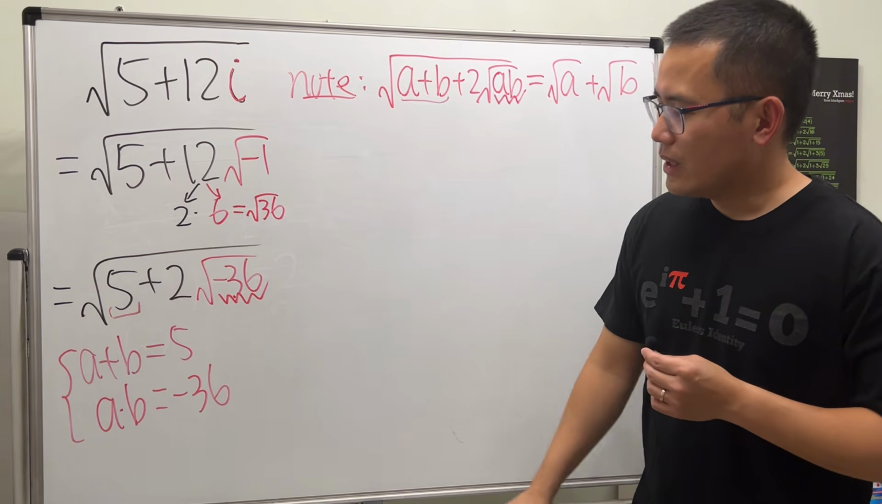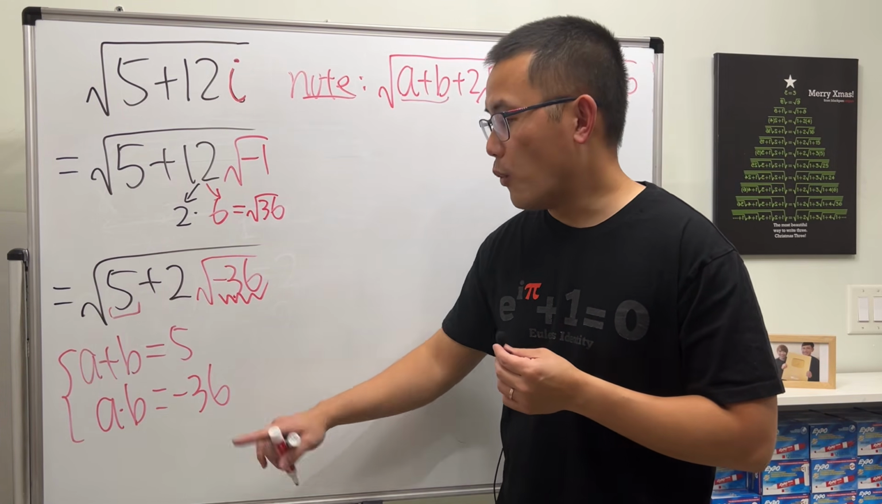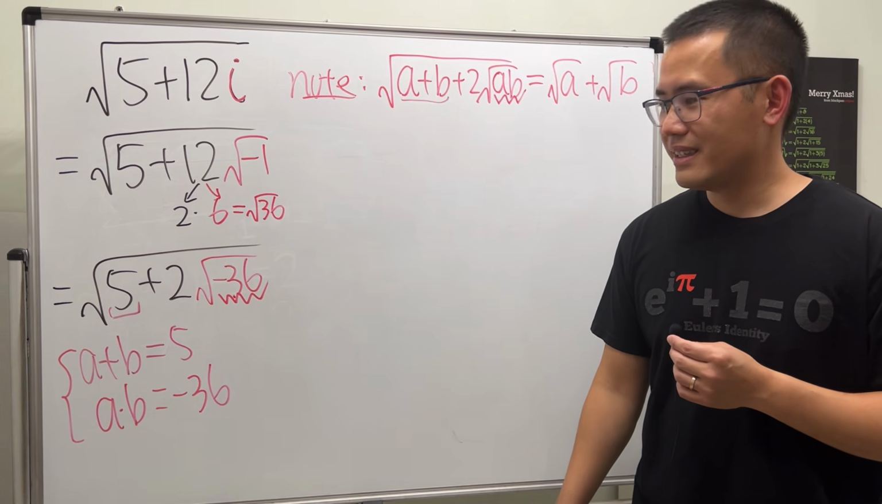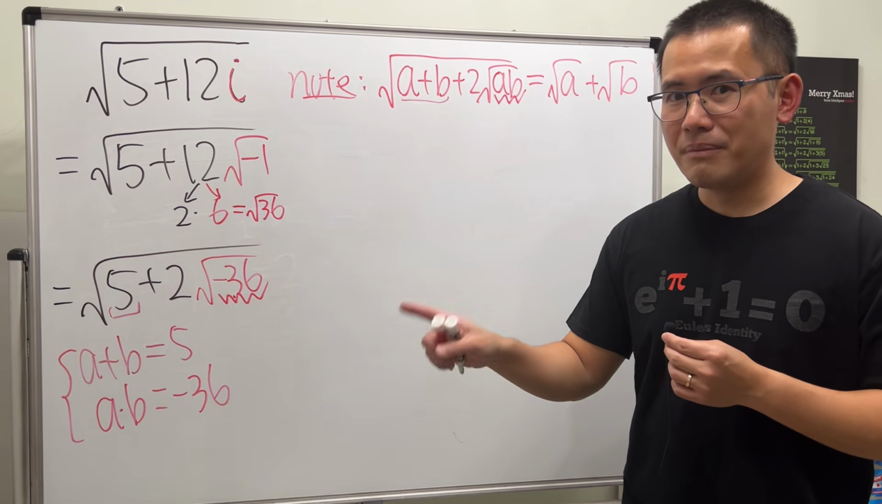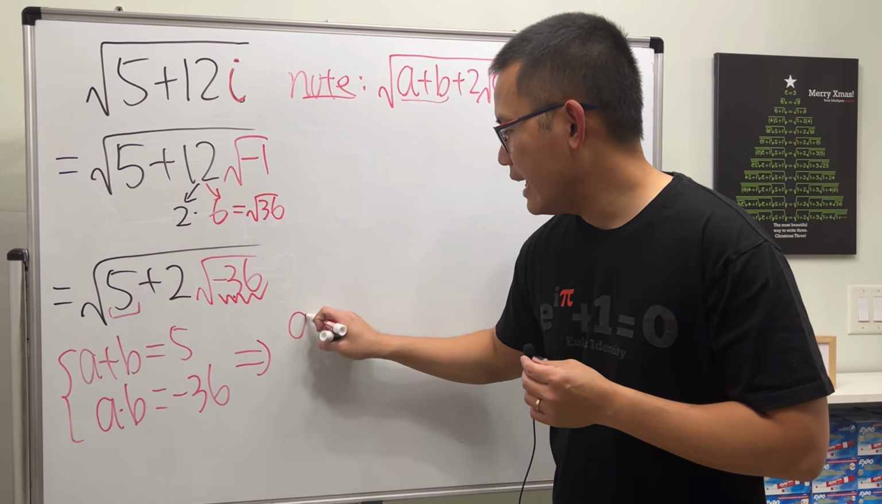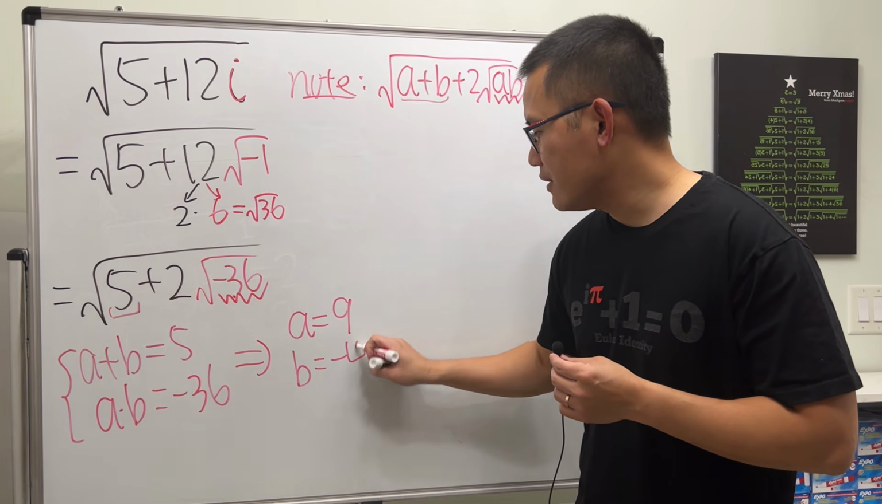Let's see. I think it would be easy if you look at it like this. Don't do 6 and 6, but 4 and 9 works, right? And one of them should be negative. Which one should be negative? 9 minus 4 will give us positive 5. So right here, a should be positive 9 and b should be -4.